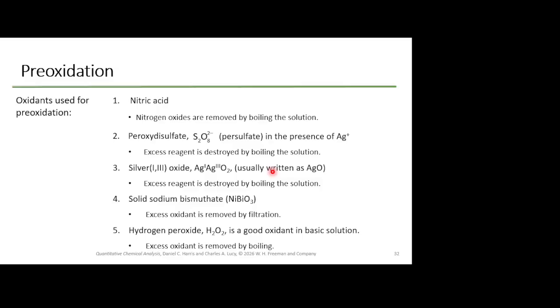These are some of the different pre-oxidations you'd see. Nitric acid, for example, which we've used quite extensively. Remember what Will did last semester with the nitric acid and the copper? That was a nitric acid pre-oxidation. The nitrogen oxides are removed by boiling the solution, and that's why you boil that solution at the end. Anyways, I'm going to skip the rest of these. A good one in basic solutions is peroxide, and you boil it again, which will destroy all the remaining peroxide.